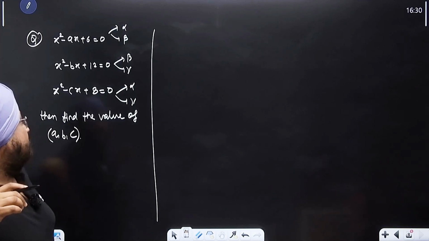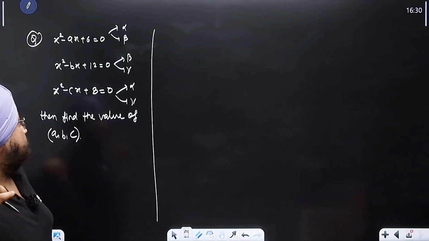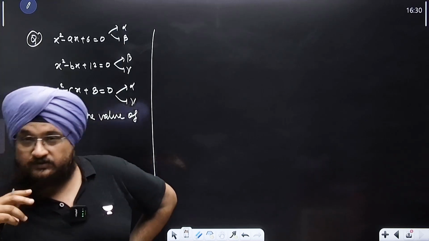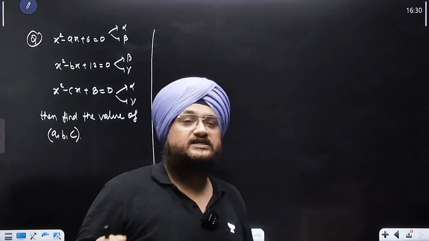If these three equations, two pairs have one common root. The first two equations have common root beta, the second and third have common root gamma, and the first and third have common root alpha. So they have pairwise common roots.